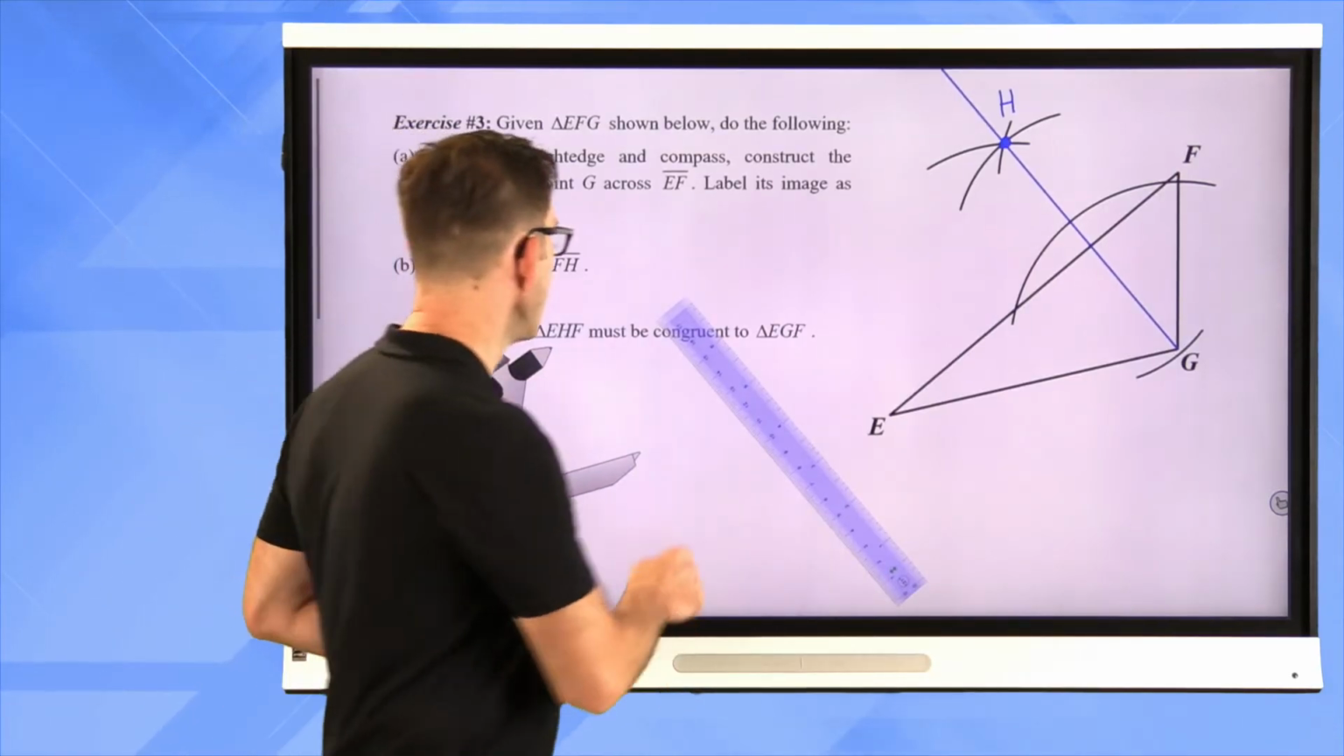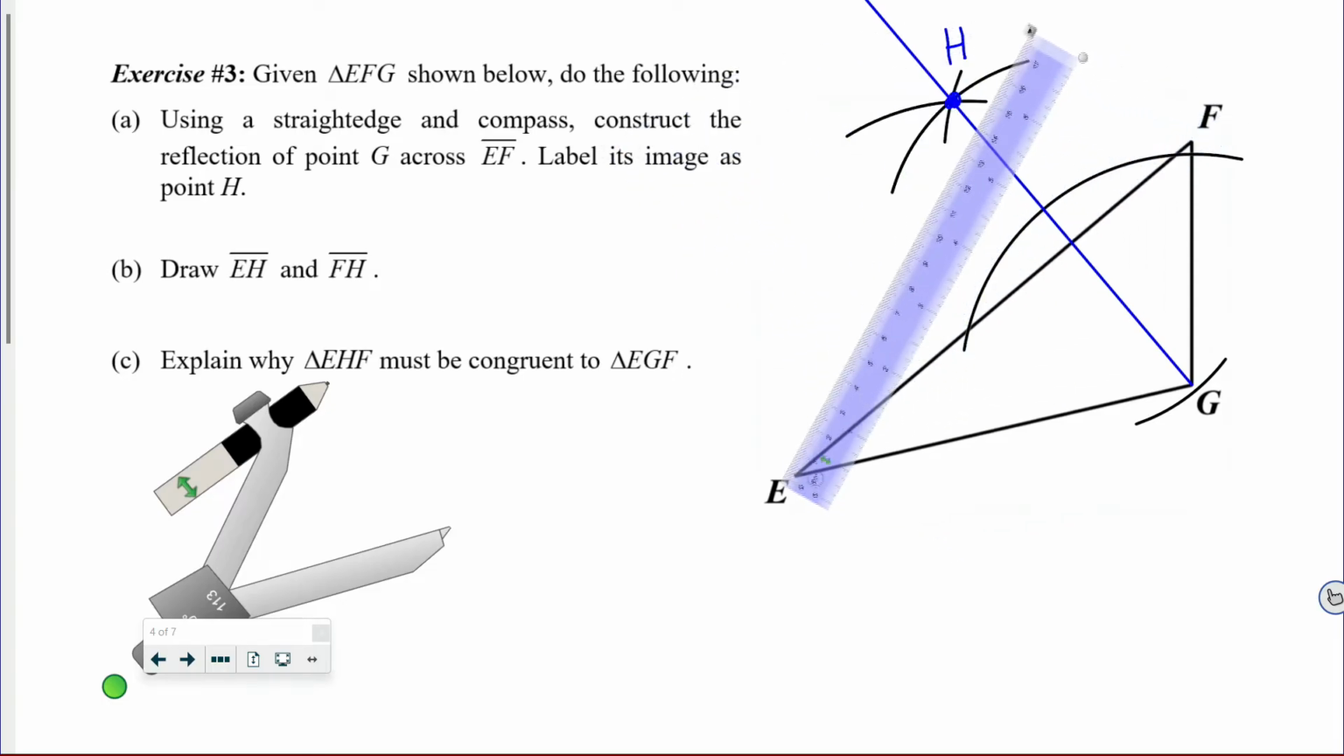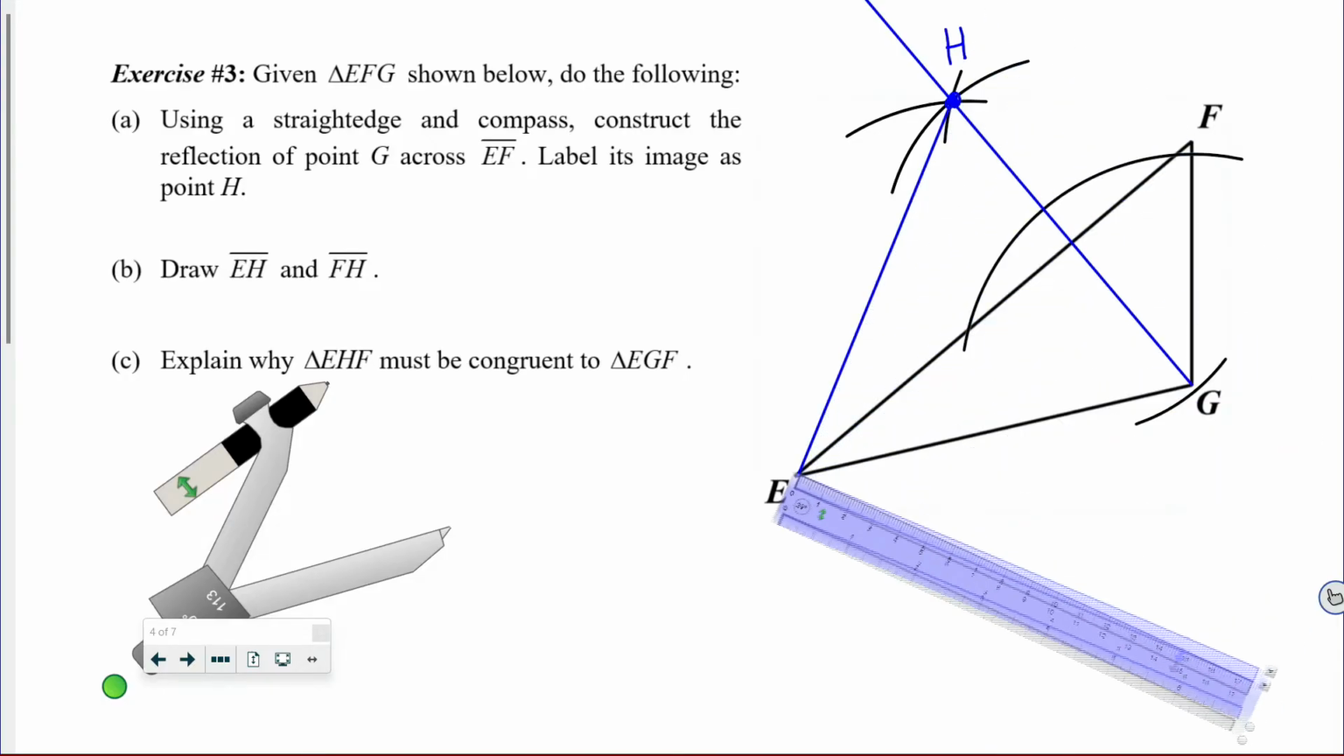Why don't we just go ahead and do that together? Nothing to be too stressed out about. We're just going to draw in the segment. Nothing too stressed out about, and yet I can't get it to rotate. Okay. There is our EH.